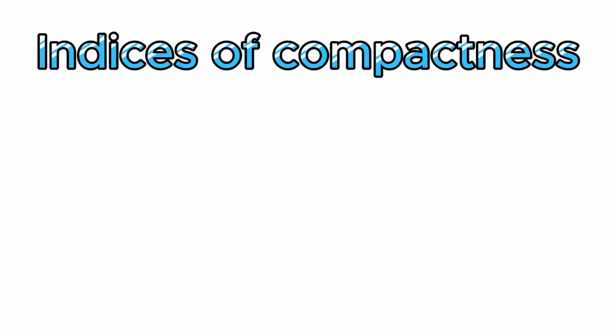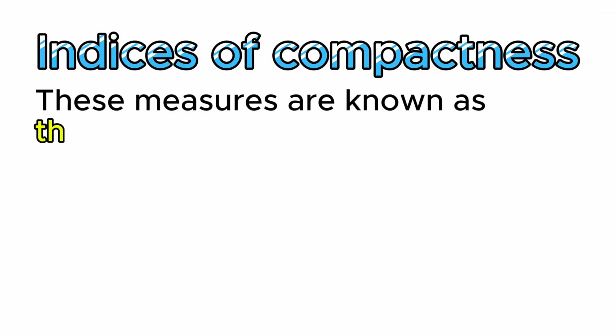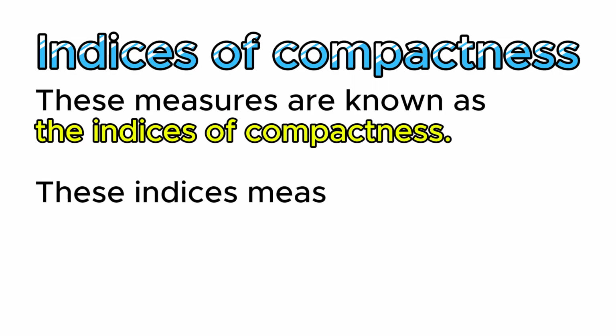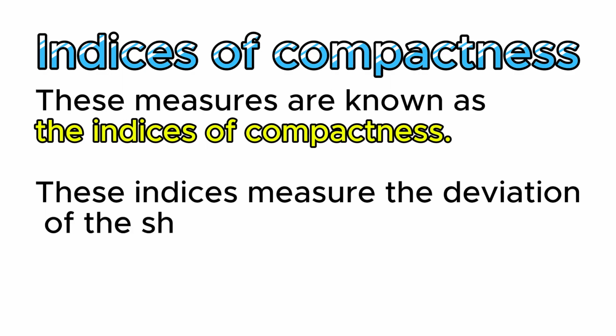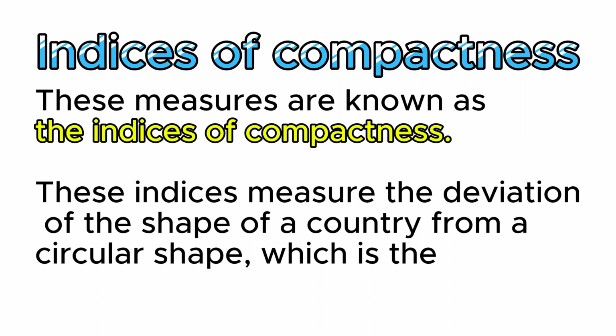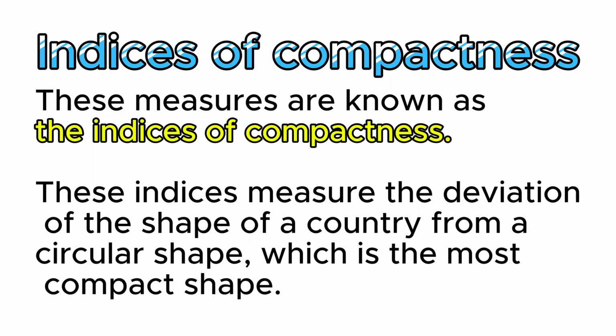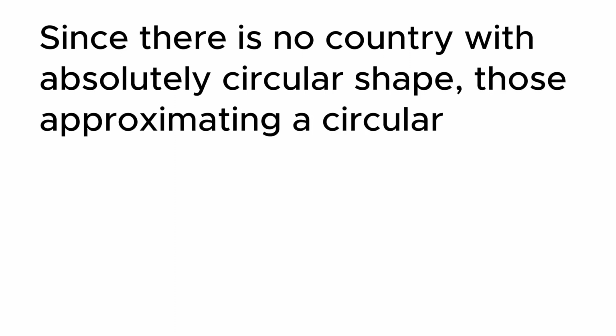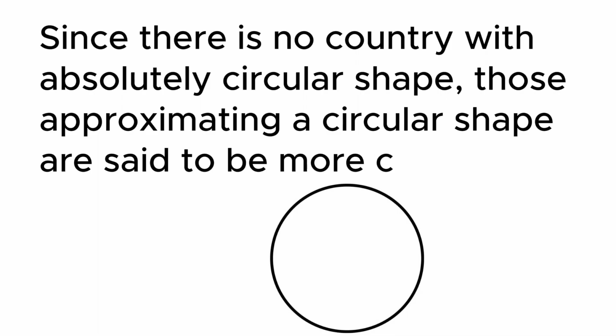Indices of compactness. There are various ways of measuring the shapes of countries. These measures are known as indices of compactness. These indices measure the variation of the shape of the country from a circular shape, which is the most compact shape. Since there is no country with an absolutely circular shape, those approximating a circular shape are said to be more compact.